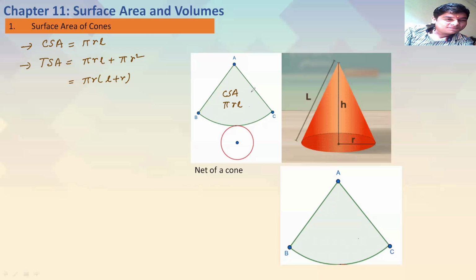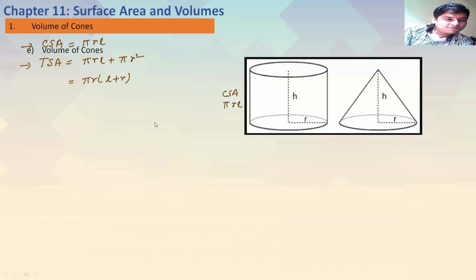Volume is area of base multiplied by height. But in the case of a cone, it is not the same, because the cone does not have a uniform height throughout up to the other end, right? You have to find it out in a different manner. I'll tell you. You noted this? Can we move on?